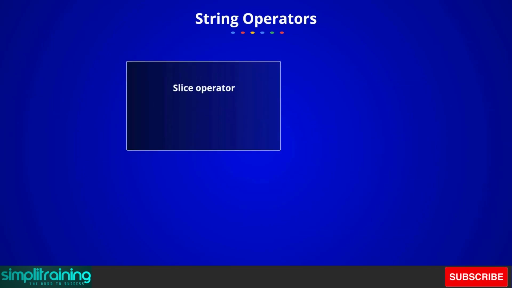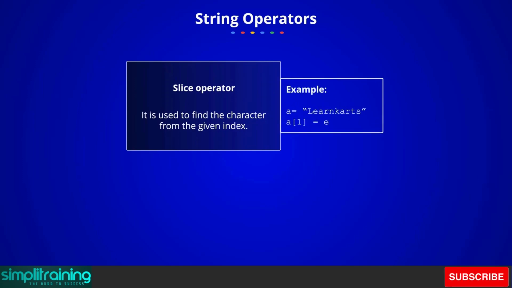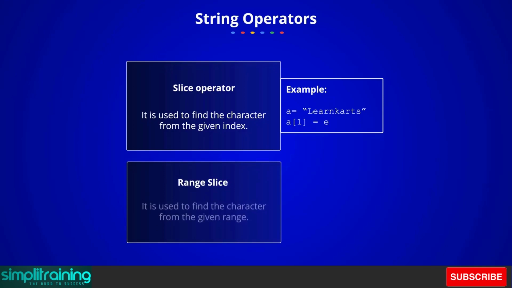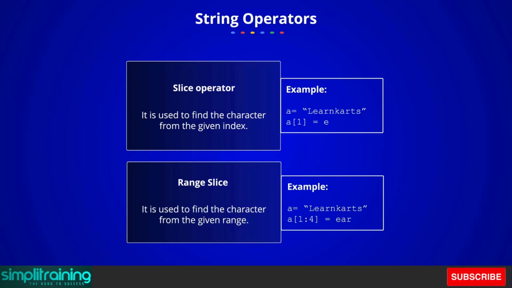Slice operator. It is used to find the character from the given index. A equals "learn cards", A[1] equals E, where index starts from 0. Range slice. It is used to find the character from the given range. Example, A equals "learn cards", A[1:4] equals "ear".